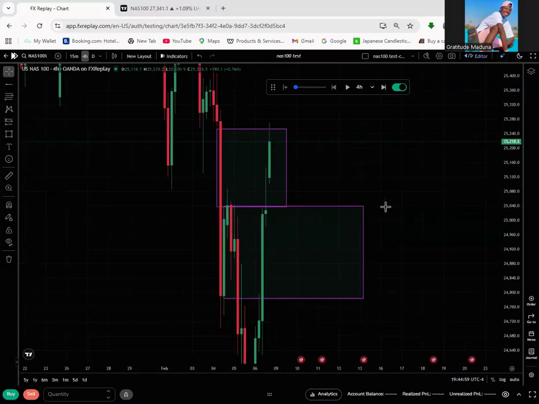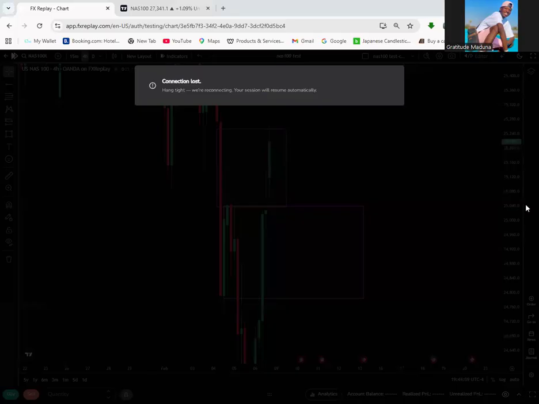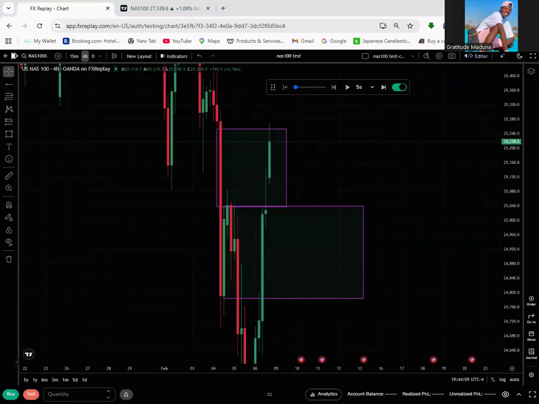Just a bit connecting my Wi-Fi. Oh, you just cancel this one and open a new one.